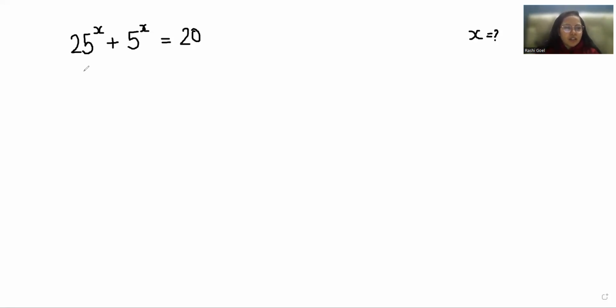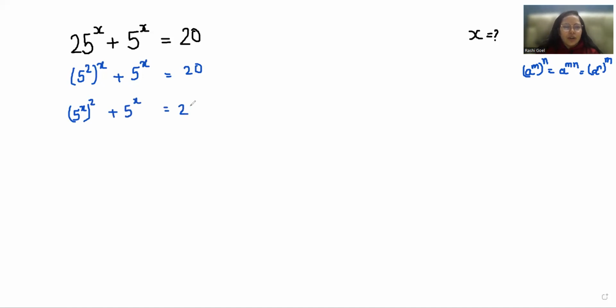So 25 I can write as (5^2)^x + 5^x = 20. Now, according to the exponent rule, (a^m)^n we can write as a^(mn) or (a^n)^m. So we can write this as (5^x)^2 + 5^x = 20. Now I'm going to take a substitution: 5^x = a. So it becomes a^2 + a = 20.